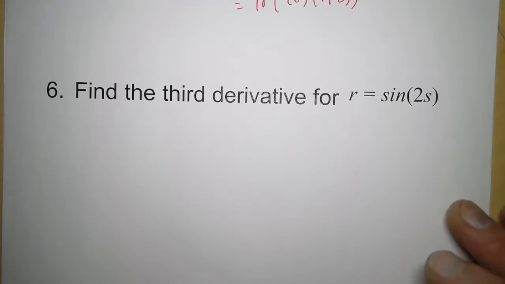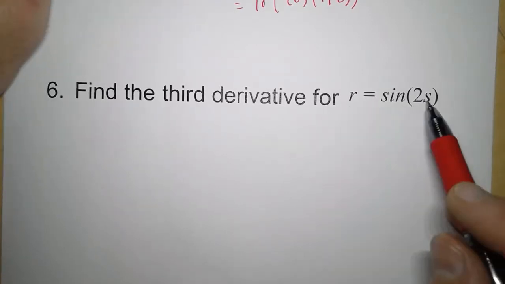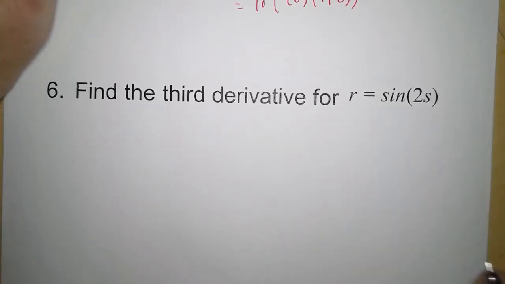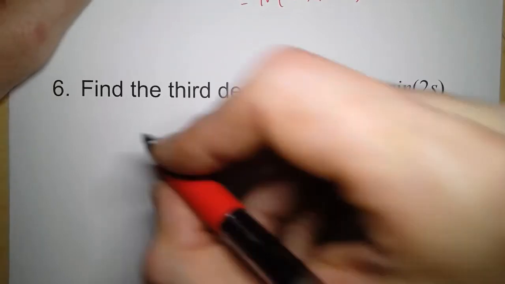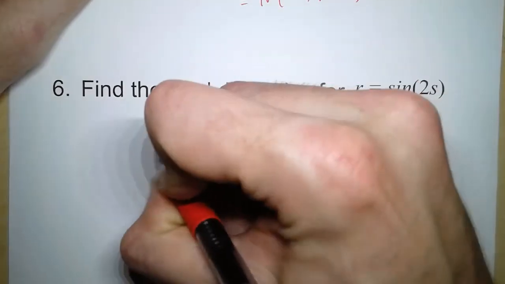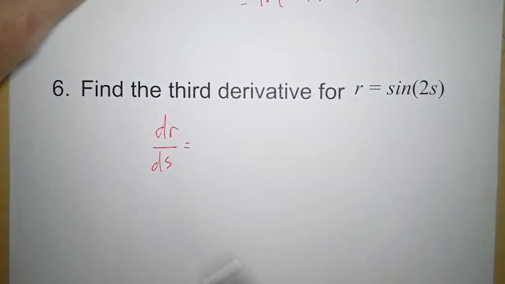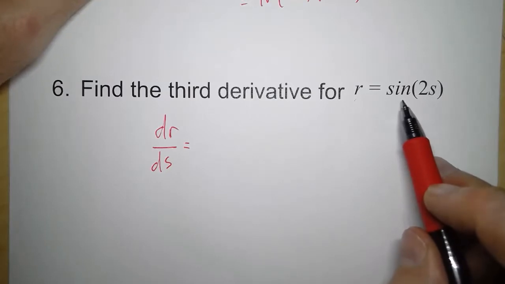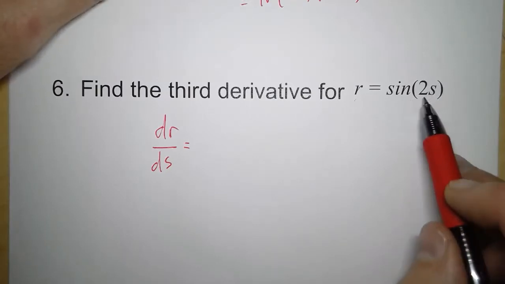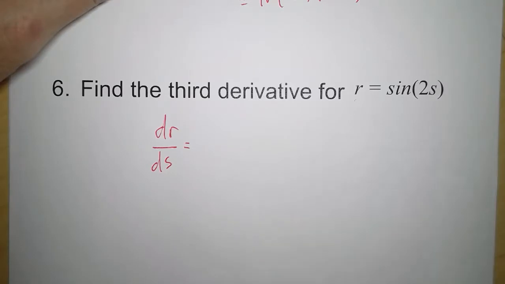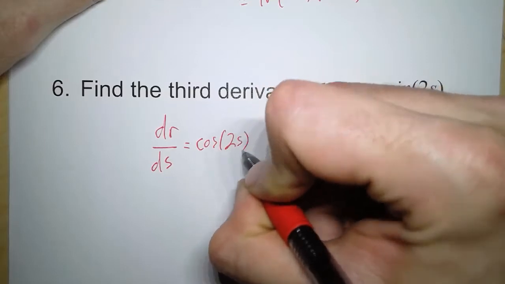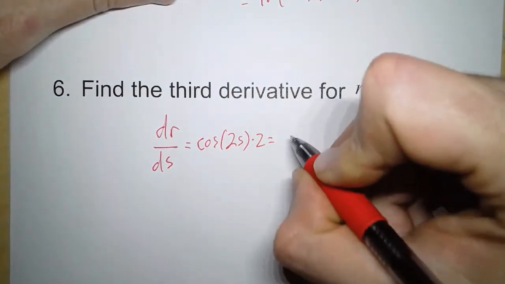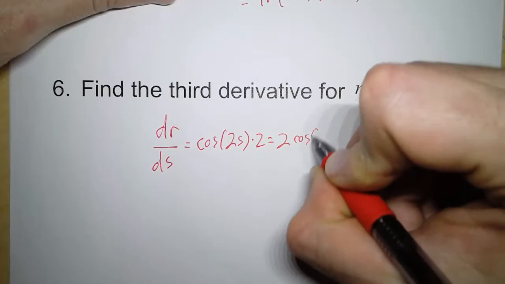So moving on down to number 6, here we want to find the third derivative. So here we have s as our independent, r is our dependent variable. So we do have a little bit of chain rule to deal with. So dr ds. The outside function is sine, that derivative is cosine. The inside function is 2s, the derivative is 2. So we have cosine, and we leave the inside alone, 2s times 2. So our derivative is 2 cosine of 2s.